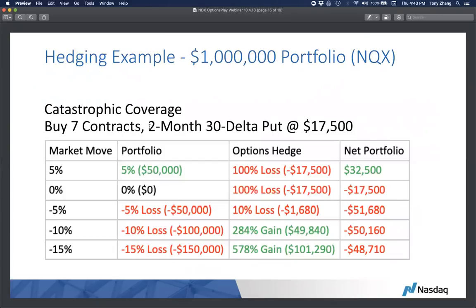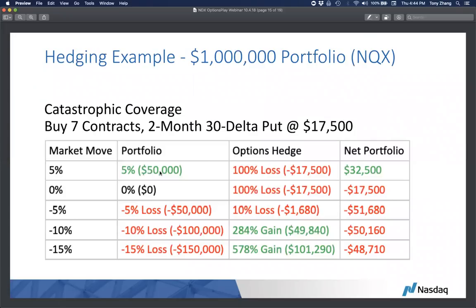I'm looking at a 2-month 30 delta put, which costs me roughly $17,000. So on a $1 million portfolio, my put costs me $17,000, so 1.75% of the portfolio value in order to protect my portfolio. And what I have here is I've illustrated a few different places that the market can go and what your portfolio will look like. Now, this is a chart just for illustrative purposes. I'm actually going to flip over to OptionsPlay in a few minutes and show you these with some real numbers so that it becomes a little easier to understand.